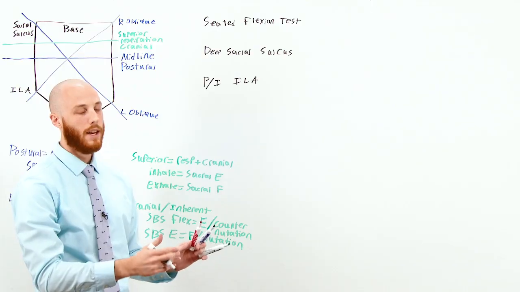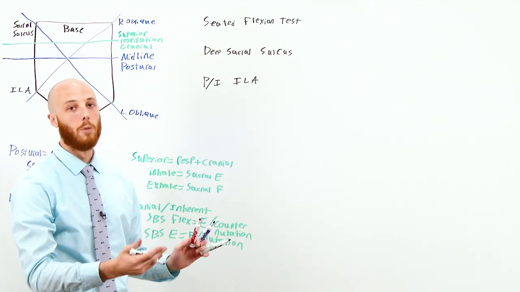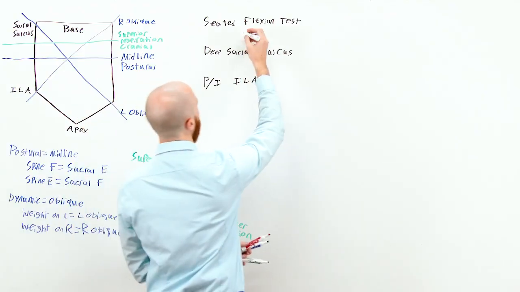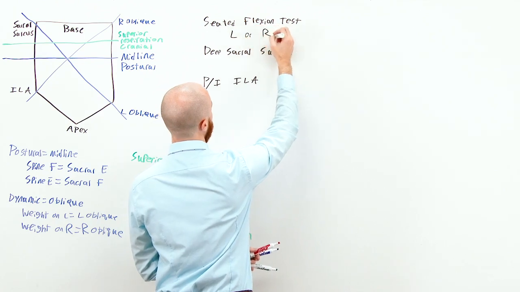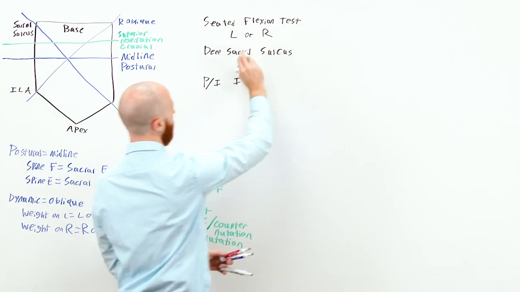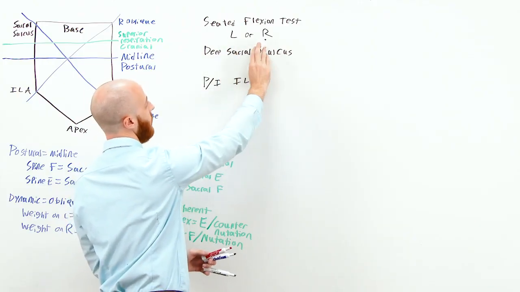So it's telling you that that side of the sacrum is mobile. And this can either happen on the left side or on the right side. So seated flexion tests, it's either positive on the left or positive on the right.